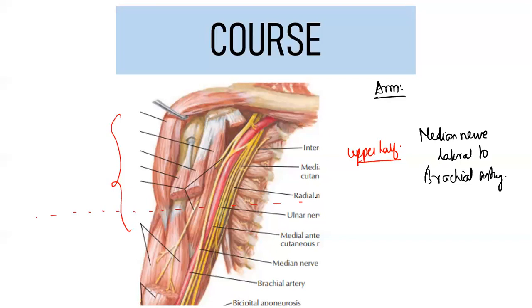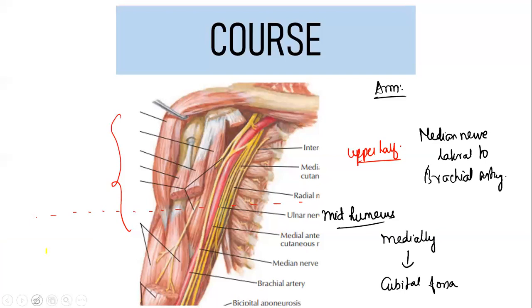But what happens at the mid of the arm? Somewhere at the mid-humerus, can you appreciate this picture? Very beautifully given. The nerve is coming laterally and it is going to cross the artery. Can you appreciate this portion? It is going to cross the artery and it gets medially located. So in the mid-humerus, the median nerve is going to cross the brachial artery and enter into the medial aspect of the arm. So in the lower half of the arm, the median nerve crosses the brachial artery, moves medially, and enters into the cubital fossa.